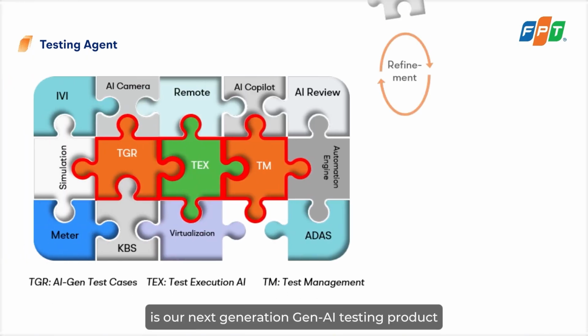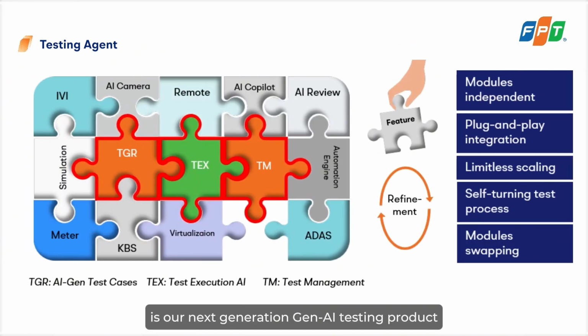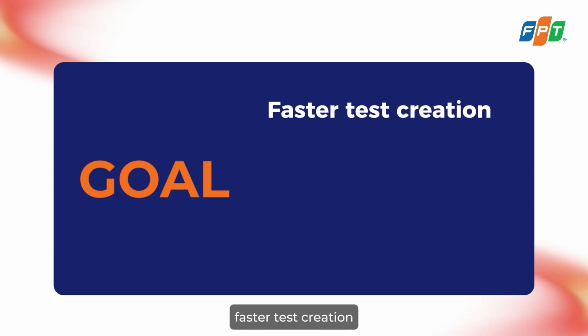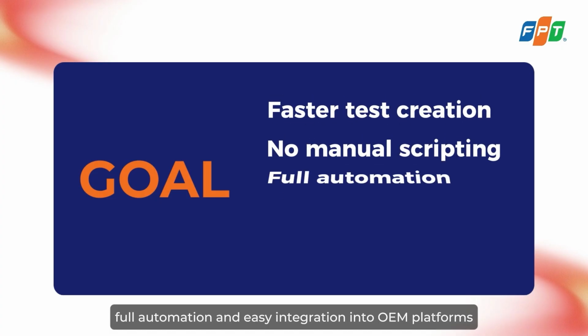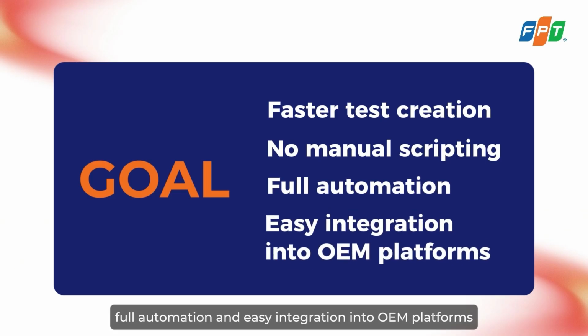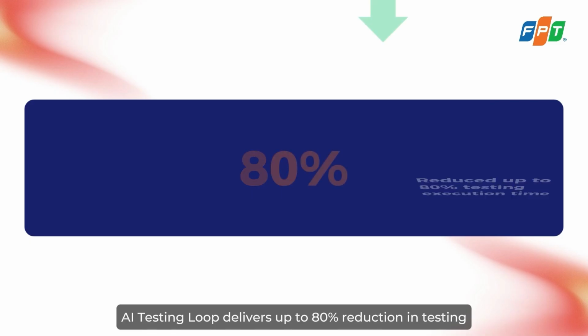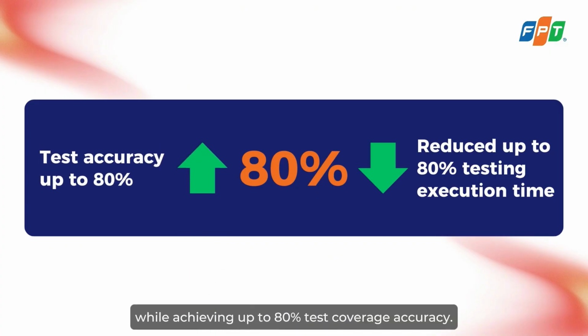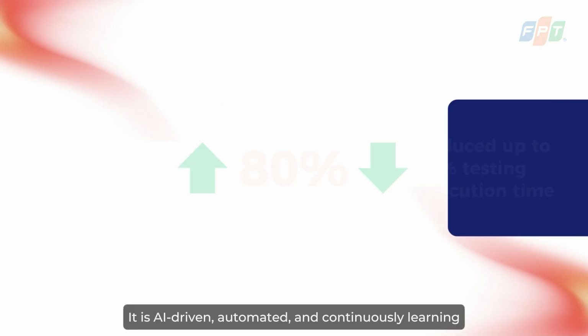AI Testing Loop is our next-generation Gen AI testing product. Its goal is simple: faster test creation, no manual scripting, full automation, and easy integration into OEM platforms. AI Testing Loop delivers up to 80% reduction in testing time and cost, while achieving up to 80% test coverage accuracy. This is possible because testing is no longer script-driven. It is AI-driven, automated, and continuously learning.